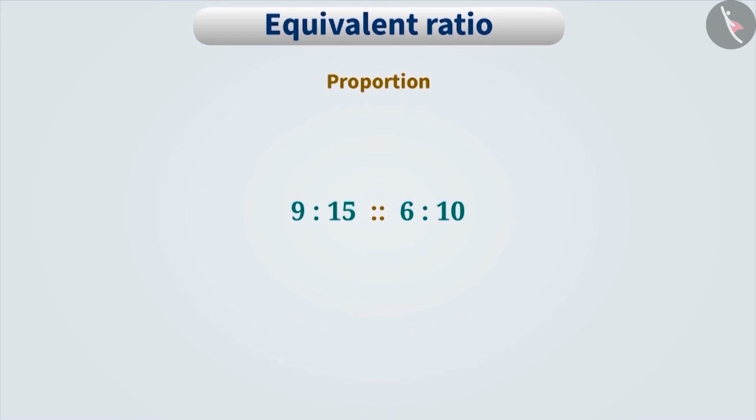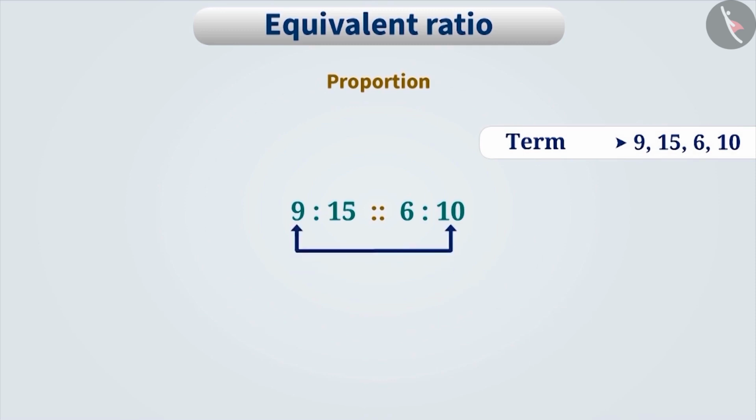In any statement of proportion, four numbers are expressed in order. These numbers are called terms. Of these, the first and the fourth terms are called extreme terms, while the second and the third terms are called middle terms.